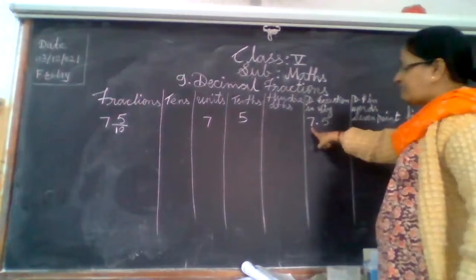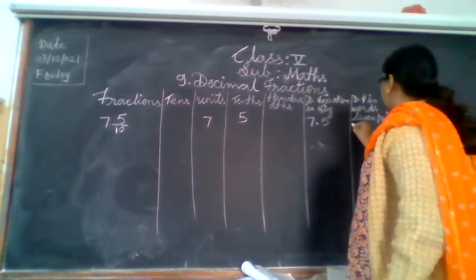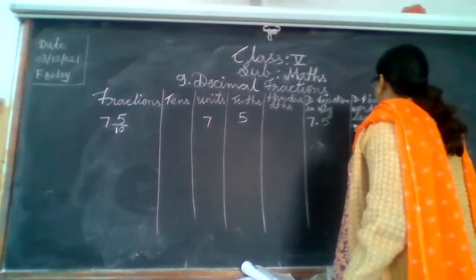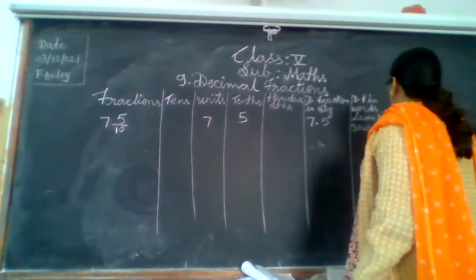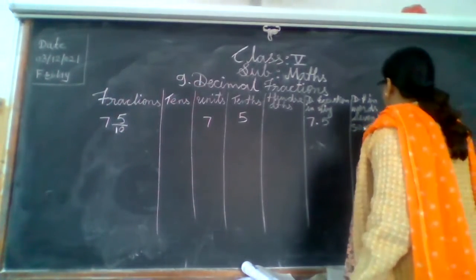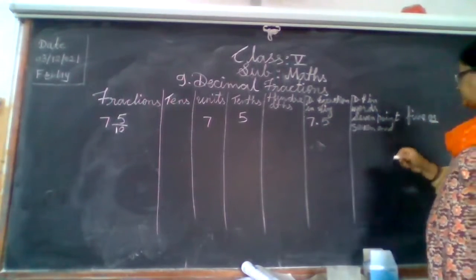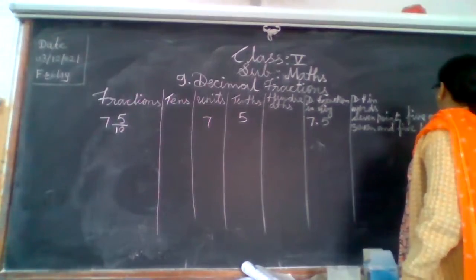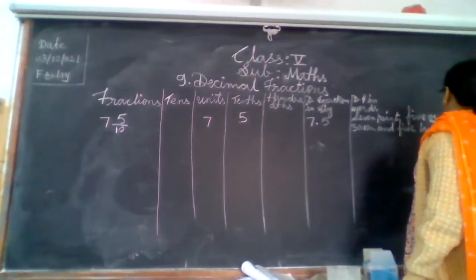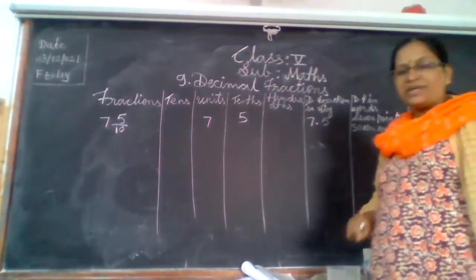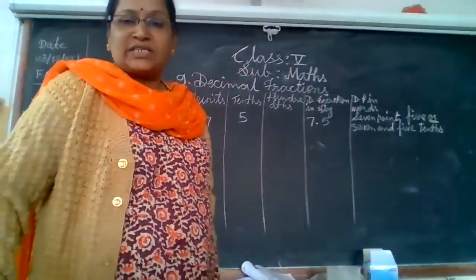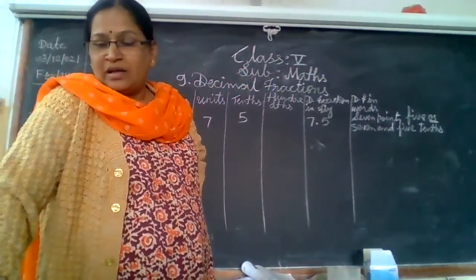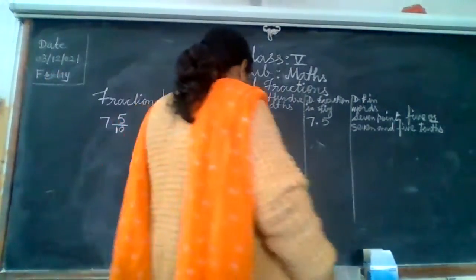Or you can say 7 is the whole number, 7 and 5 tenths. F-I-V-E, 5 tenths. T-E-N-T-H-S. The spelling is T-E-N-T-H-S, which means this 5 is in the fractional part. Got it? Second, next.